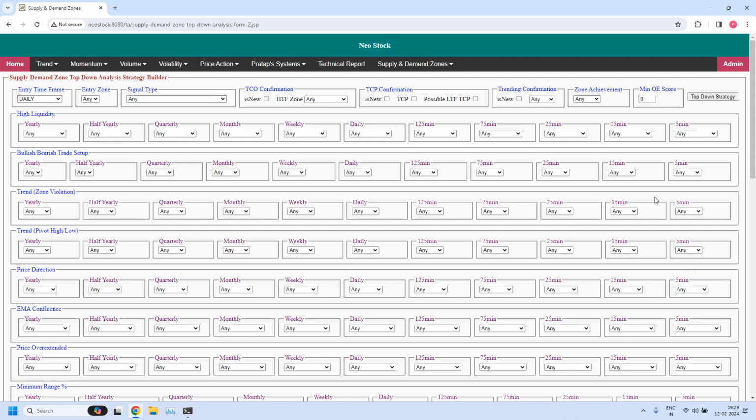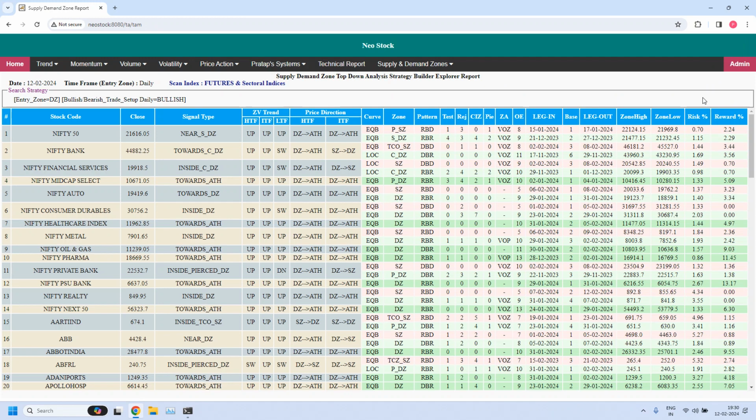First, let us generate bullish trade setup for a monthly income trade. In monthly income trade, LTF zone is daily, so entry time frame is daily, and entry zone is the demand zone. We have to generate from this field bullish or bearish trade setup. This is the parameter we are using, and in daily time frame we are selecting bullish. That means the LTF zone we are selecting. Now let us generate the report.